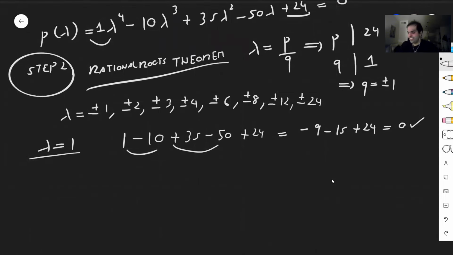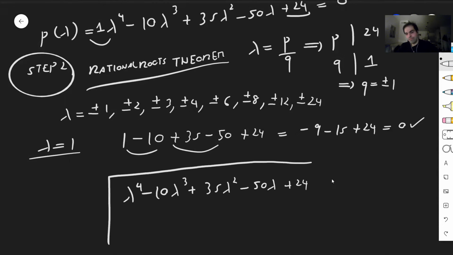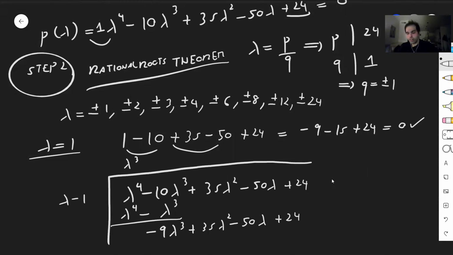Let's do long division now. So we have lambda to the 4th minus 10 lambda cubed plus 35 lambda squared minus 50 lambda plus 24. And let's divide that, again, American long division, by lambda minus 1. And let's see what we get. So for instance, we can multiply by lambda cubed to get lambda to the 4th minus lambda cubed, to get minus 9 lambda cubed plus 35 lambda squared minus 50 lambda plus 24. And then we can multiply by minus 9 lambda squared.